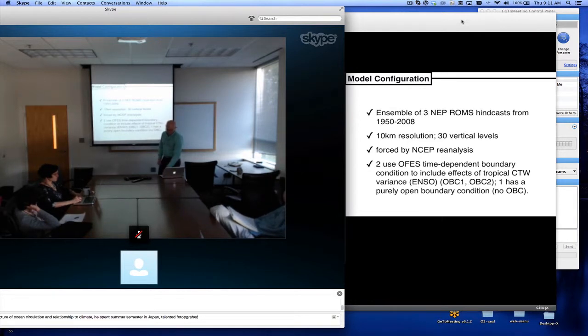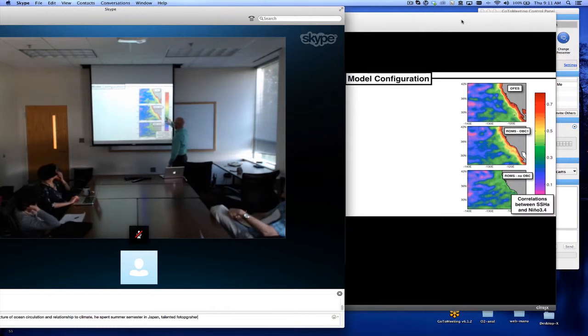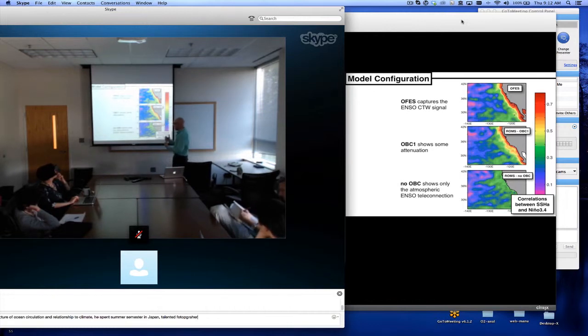So to get an idea of what this boundary condition actually means, we can compute correlations between Niño 3.4 and anomalous sea surface height in the OPA model, in our first BRAMS run, OBC1, and in our third BRAMS run, the one that does not include the boundary condition. You can see that in OPA, we get this really strong correlation along the coast, indicating that this ENSO signal is propagating effectively along shore. In BRAMS, we still see it, but it's a little bit attenuated, indicating that the boundary condition doesn't capture quite all of that variance. And then in the no OBC case, where there's no boundary condition, we don't really see much coastally trapped wave variance at all.